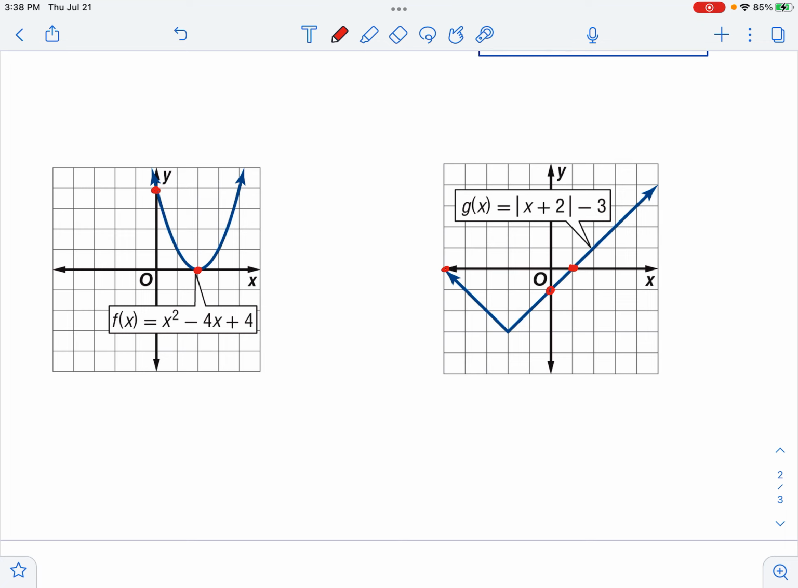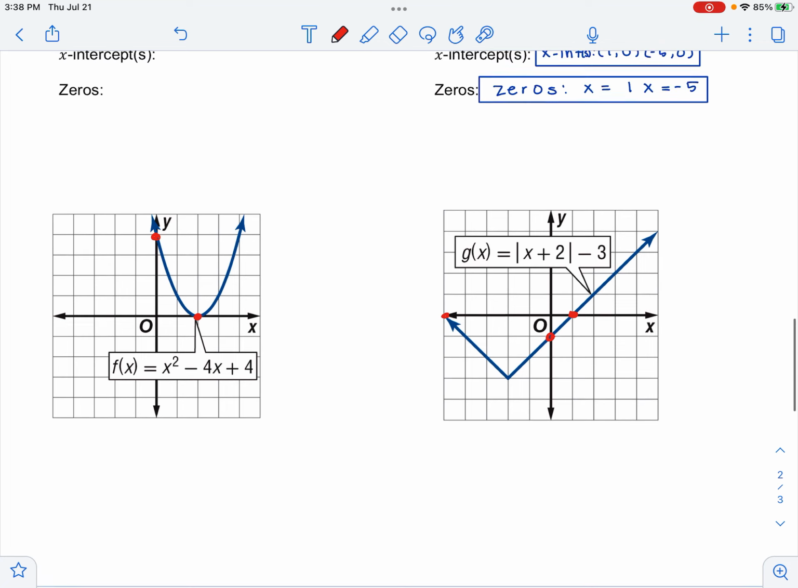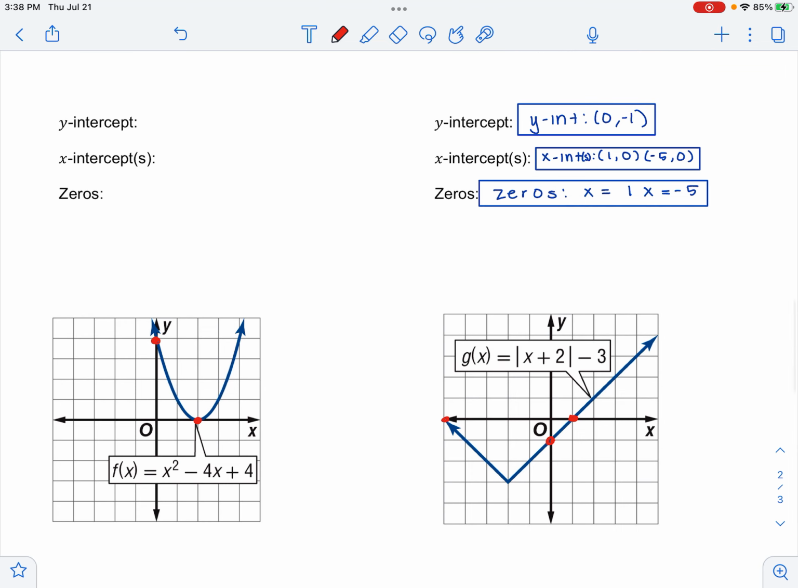So it looks like our x-intercepts are negative 5, 0, and 1, 0. Zeros are 1 and negative 5. And then our y-intercept is 0, negative 1. Check. We have it all right.